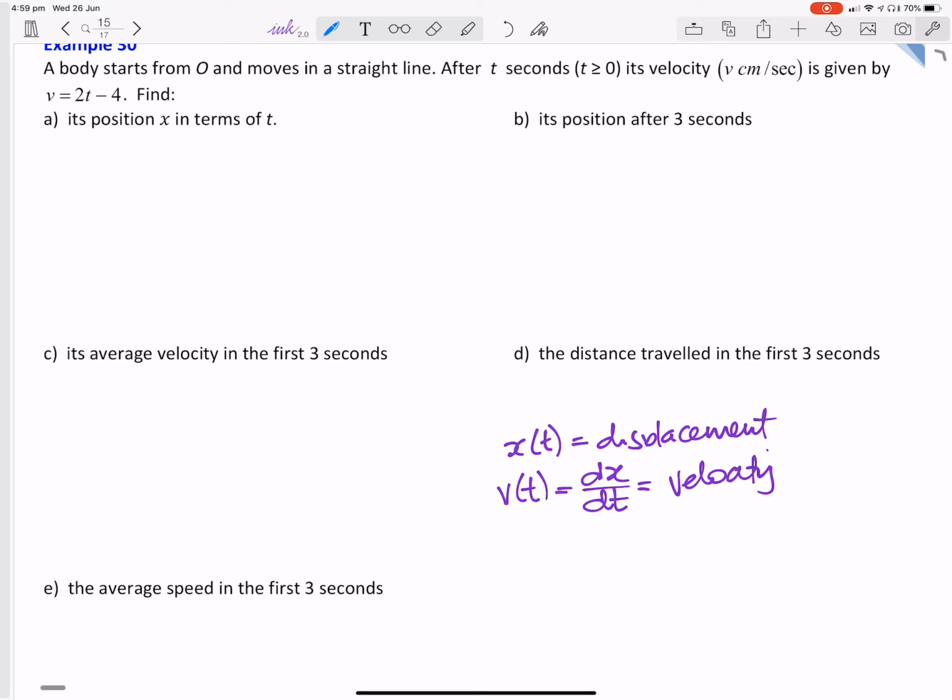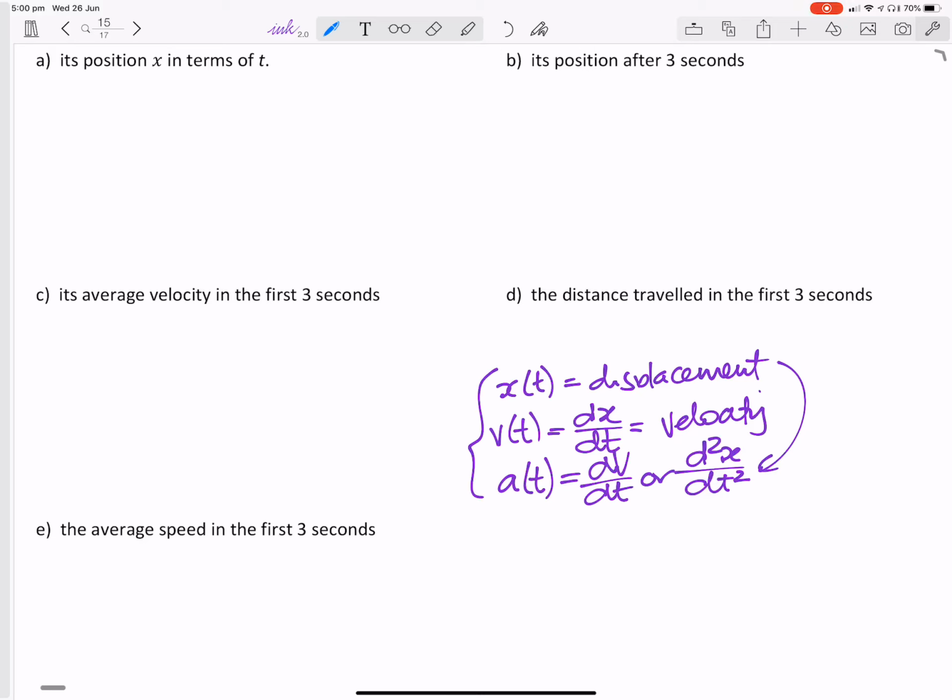If we've got our velocity and we want to get our acceleration, well, our acceleration is our rate of change of our velocity. So it is dv dt. Or you can say d squared x dt squared, which means that I've derived my displacement twice to get to my acceleration. So these are all functions of time. One is our displacement, how far we are from a starting point. Our velocity is basically which direction we're going and at what rate. And then our acceleration is how quickly our velocity is changing.